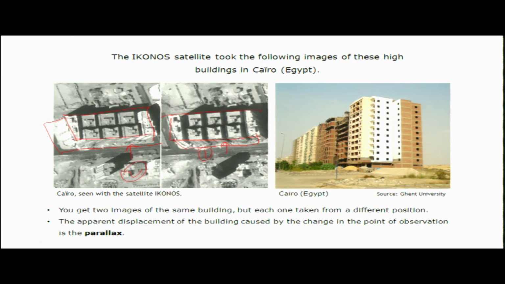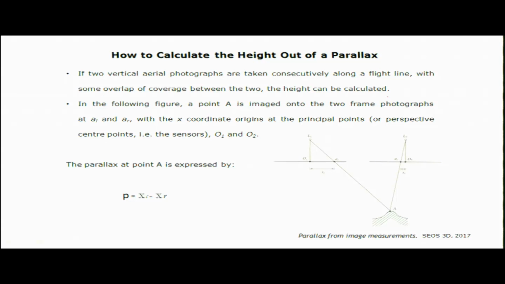So this is because of the parallax. These are the two images of the same building, here this high-rise building from Cairo, Egypt. The apparent displacement of the building caused by the change in the point of observation is the parallax. So let's understand parallax in terms of geometry.